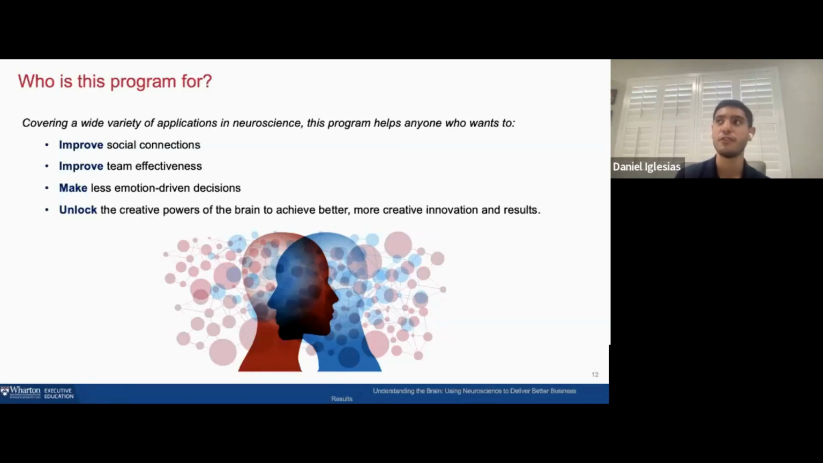As I mentioned, the field is continuously growing. More and more firms are hiring chief neuromarketing officers or heads of neuroscience, because they're continuously realizing that understanding the brain can directly impact their bottom line financially, and also help them understand the consumers they serve.